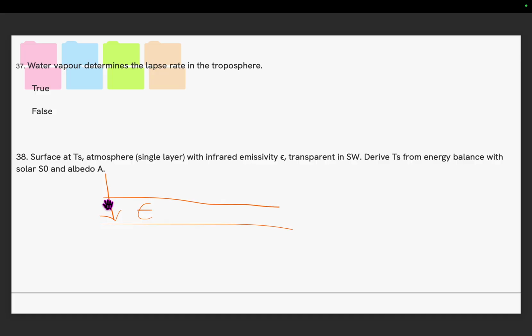That shortwave radiation is coming to the ground, and now the ground is emitting at Ts, and the atmosphere is emitting at Ta, not Te, and Te is the emission temperature of the system. Now derive the Ts with S0, alpha and the infrared emissivity factor. This is the same question which was derived in the class, in our lecture.